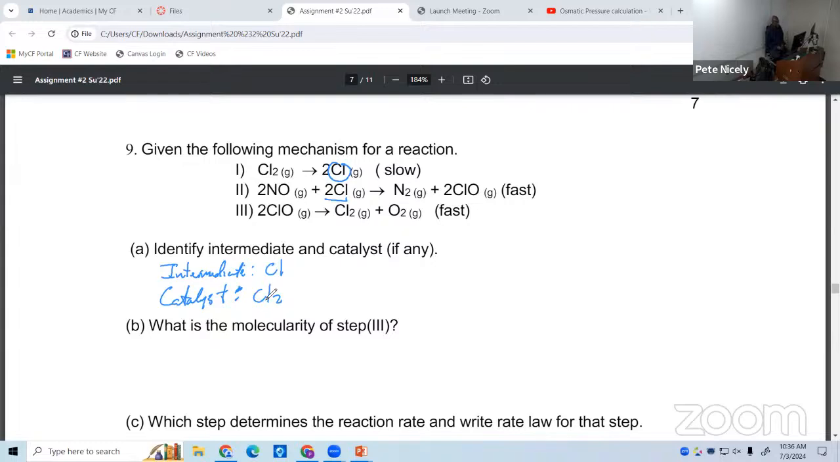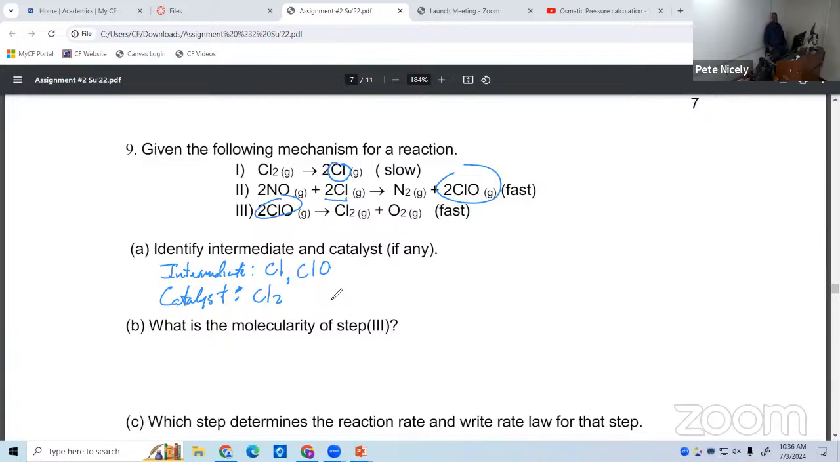And I just realized something. Let me just see here. There's also another intermediate. So you can have more than one intermediate. Can somebody tell me what that intermediate is? ClO. The ClO, exactly. ClO is produced here and used up here, right? So there are two intermediates here. One is Cl and one is ClO, all right? Okay. Any questions about that?